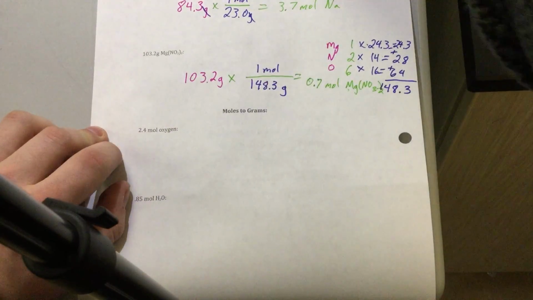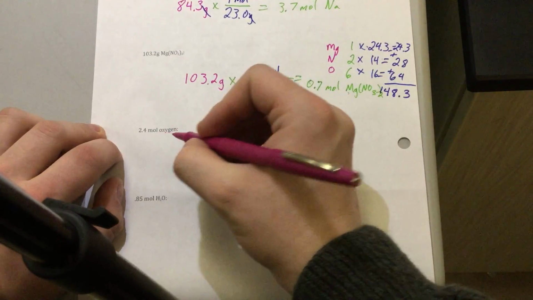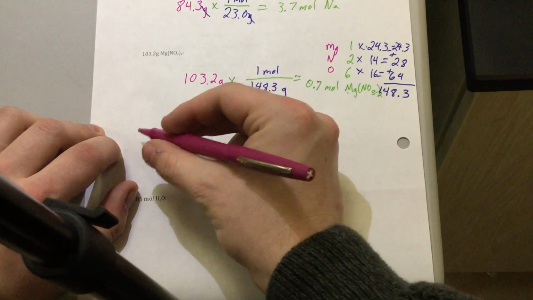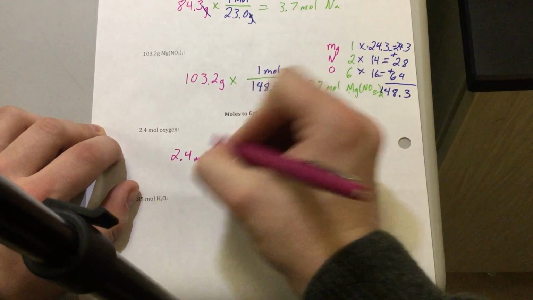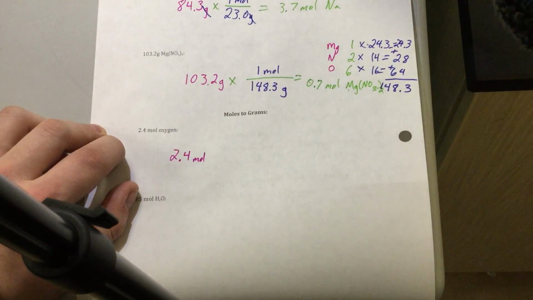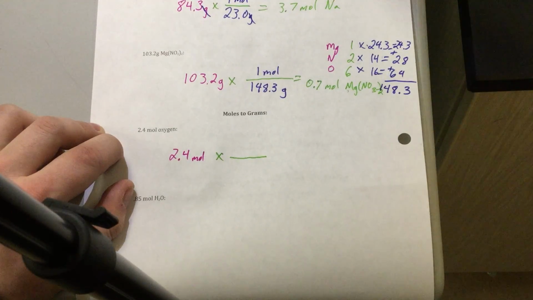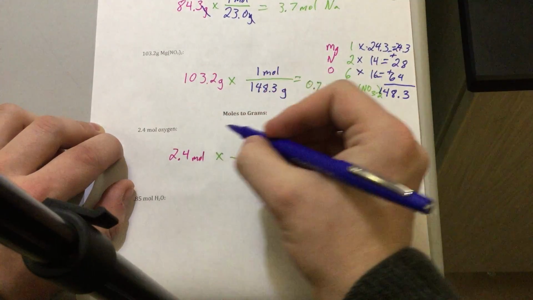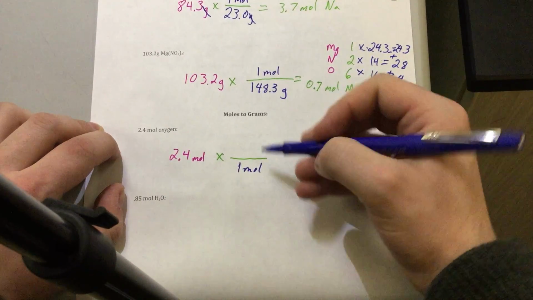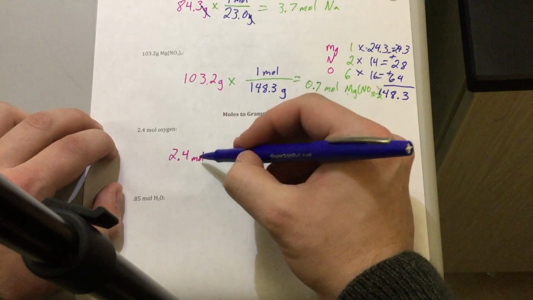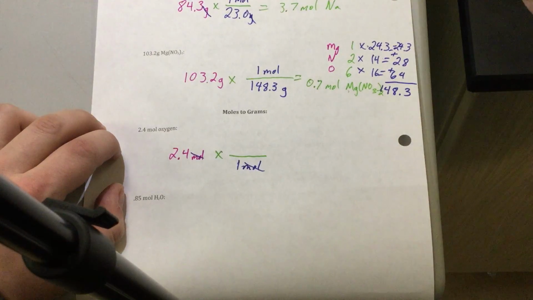Let's do some converting the other way. So I have 2.4 moles of oxygen. The first thing I'm going to do is write down my given, 2.4 moles. I'm going to put my times line. Now, if you follow the steps, it says to put 1 mole on the bottom. An easy way to remember this is I'm going to get rid of the moles here. And in order to do that, I need to put moles on the bottom.